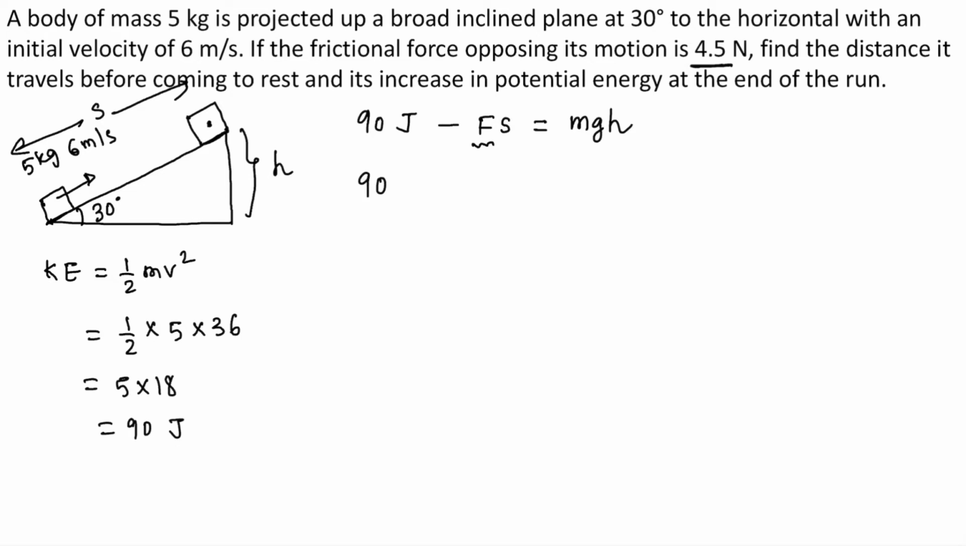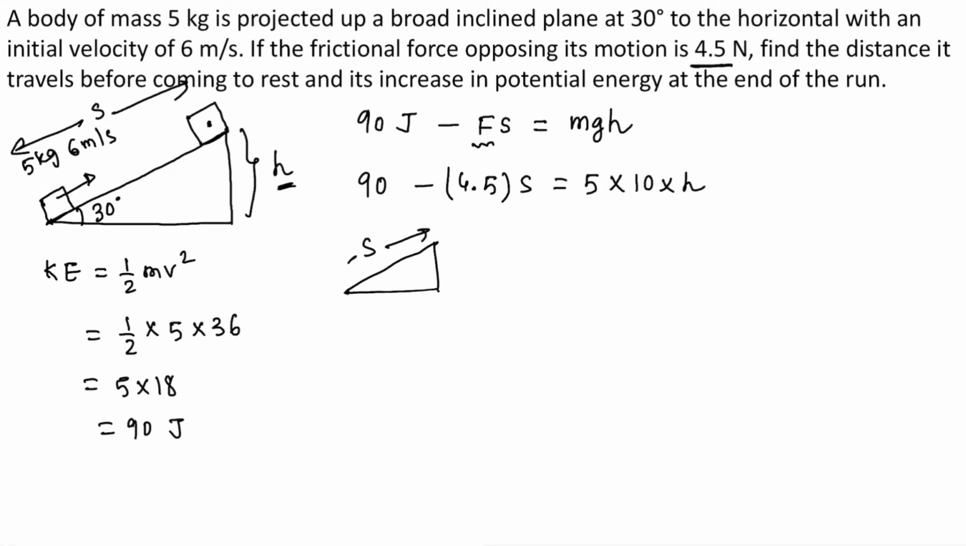So now let us substitute the values. 90 joule minus frictional force is 4.5 Newton. Distance we want to find out. Mass of the object 5 kilogram. Acceleration due to gravity 10 into height. Now we do not know what is this vertical height, but we can use trigonometry to find that out.